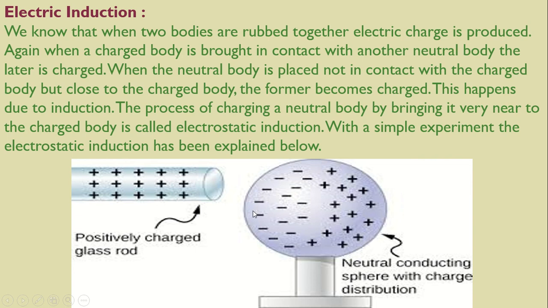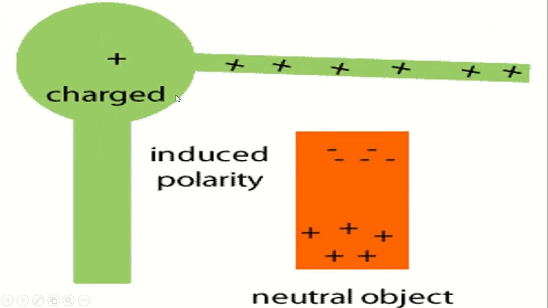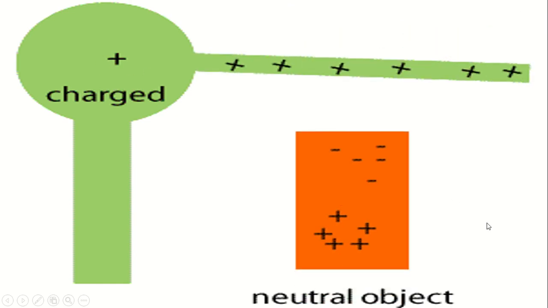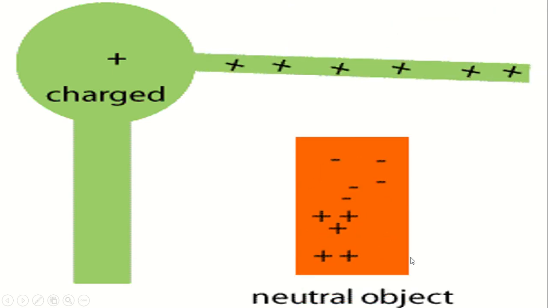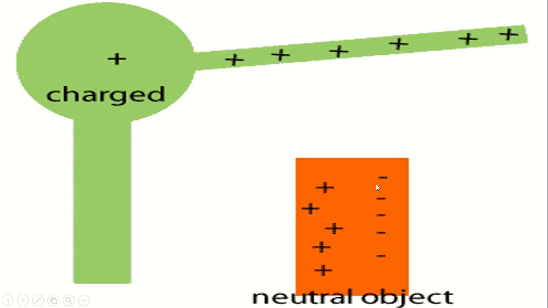So this is electrostatic induction. That means charge is produced in a neutral body by taking another charged body very close to it. Look, it is a positively charged object, and a neutral object where positive and negative charges are scatteredly distributed. But when the charged object is taken nearer, what happens? All the negative charges will accumulate near its side.